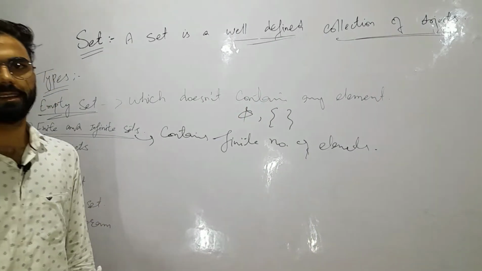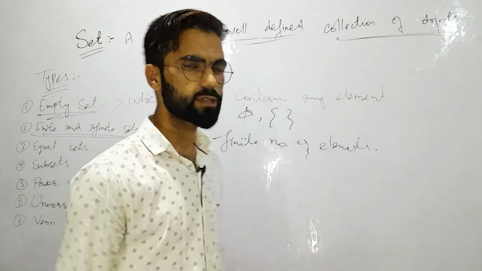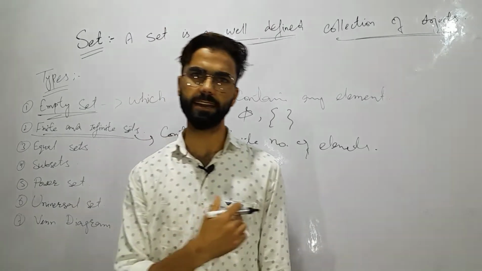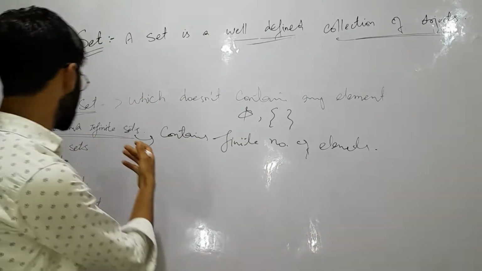An example of a finite set: set of even natural numbers less than 10. The set of even natural numbers less than 10 has a finite number of elements, so it is a finite set. So this was finite and infinite sets.